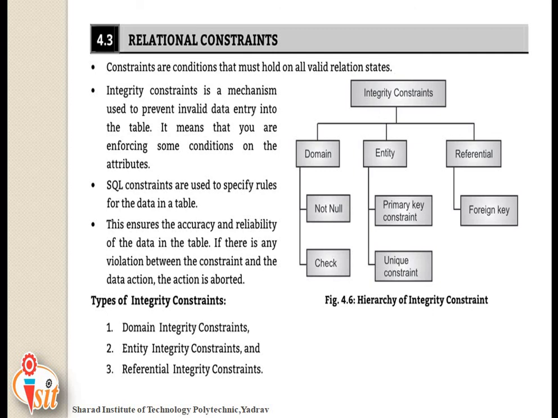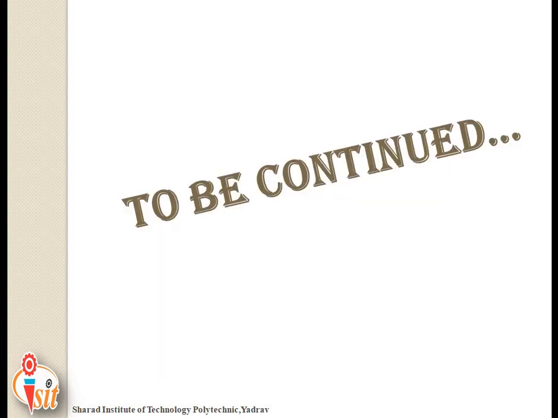We have already studied the foreign key, but we will see it in detail in the next session. Here remember that there are three types of integrity constraints: domain integrity constraint, entity integrity constraint, and referential integrity constraint. In the next session we will see each type in detail.